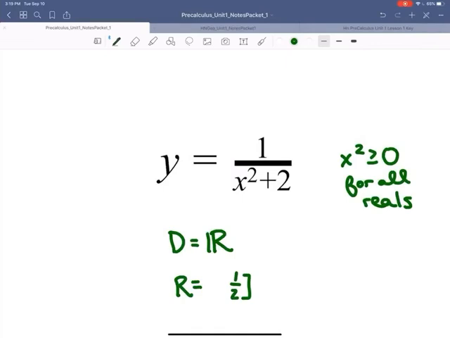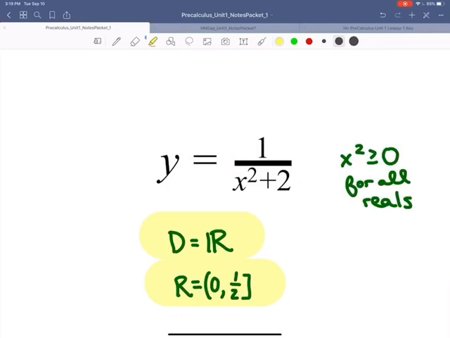And now let's think about what happens when we plug in numbers other than 0. Like if we plug in 10, or -10, or 100, or -100, or 1,000,000, or -1,000,000. What's going to happen is the denominator is going to get larger and larger, and as that happens, the ratio 1 over that large number is going to go to 0. So that means that the range is 0 to 1/2. So that's the domain and range.